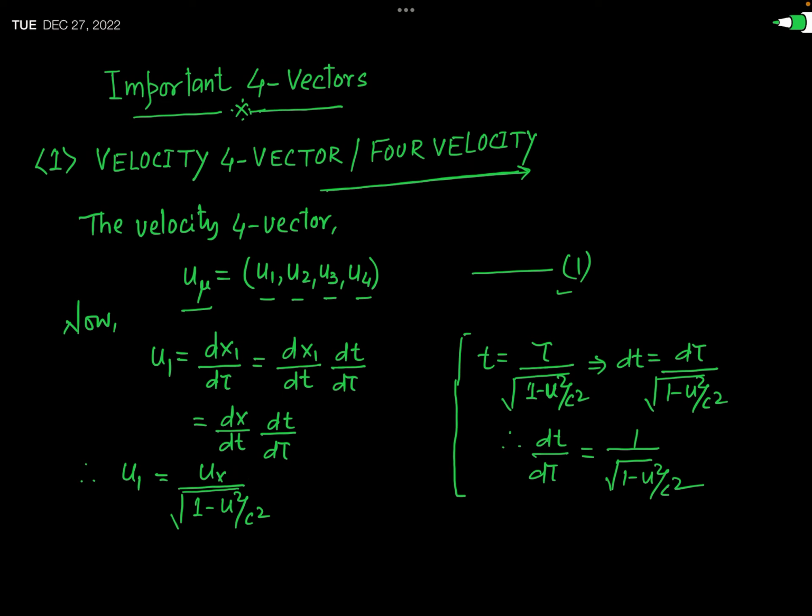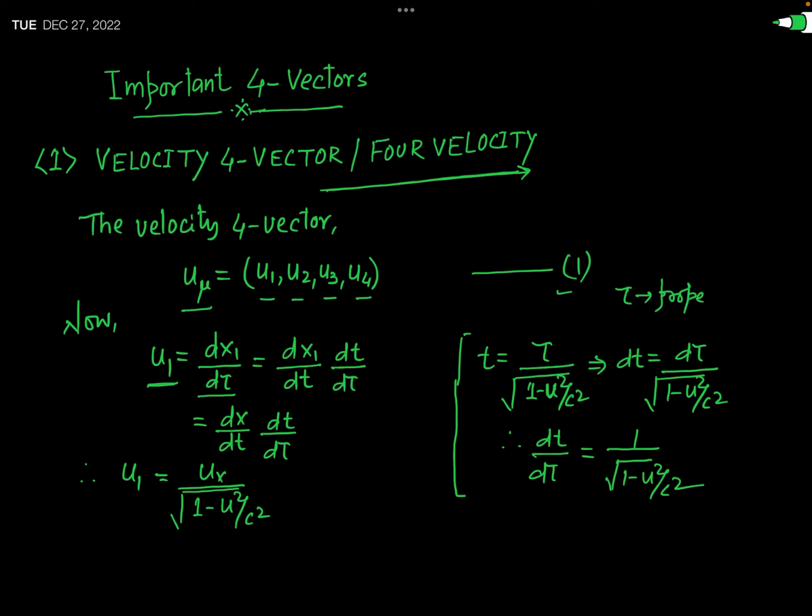Now our aim is to find what will be the values of these components u1, u2, u3 and u4 of this 4 velocity. So starting from the definition of velocity or component of velocity, you can find the expression for these components. As you know, if you want to find the value of u1, that is the first component of 4 velocity vector, then this is defined as dx1 by d tau. Here you can see I have written tau. Actually this tau is proper time.